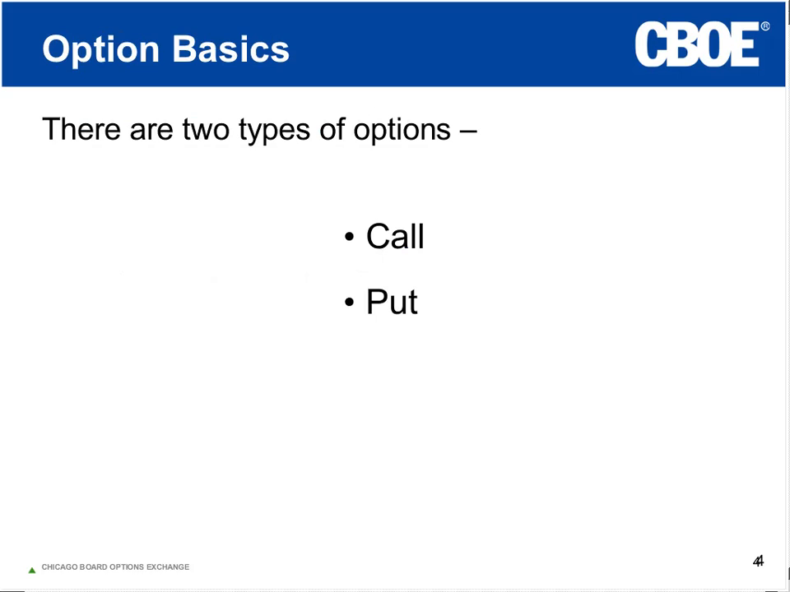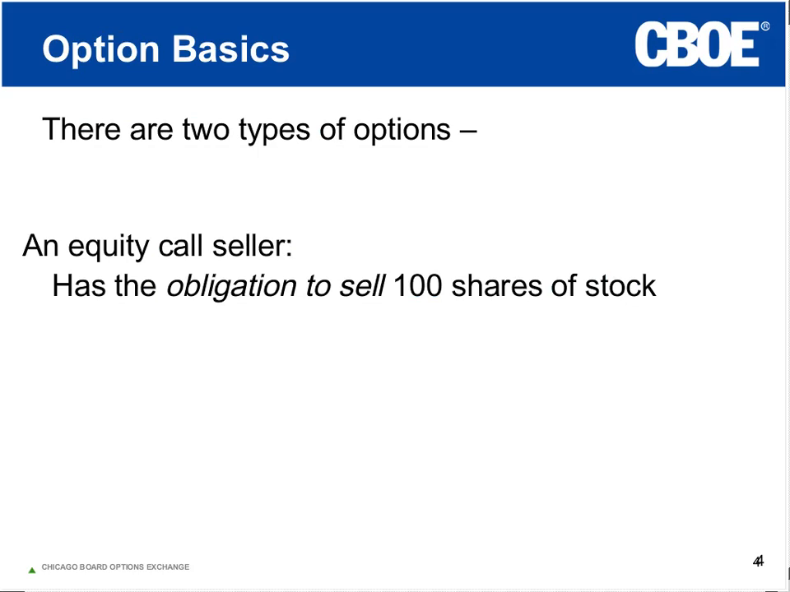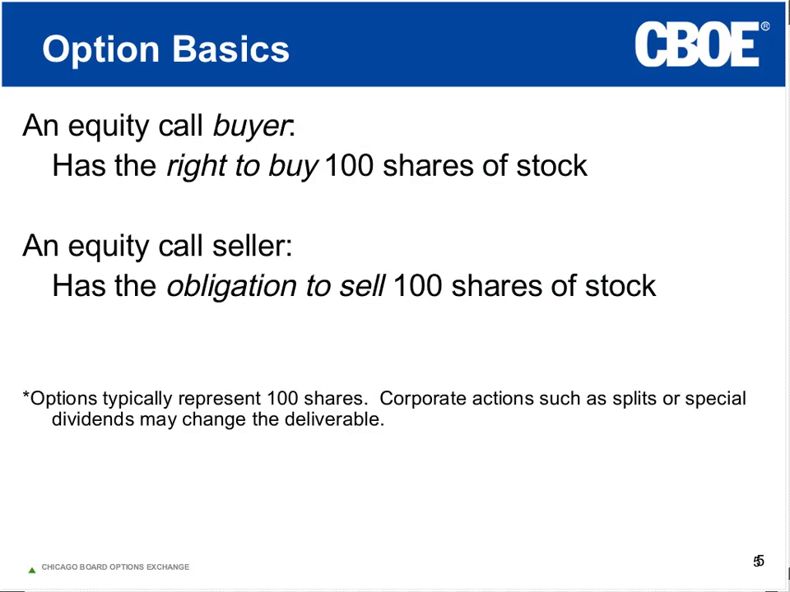And they both come with a certain right or a certain obligation, depending on the position that you have with one of these options. Starting out with a call option here, if you purchase a call option, and when we say an equity call buyer here, if you are purchasing a call option and initiating a new position, you have actually acquired the right to buy 100 shares of stock.